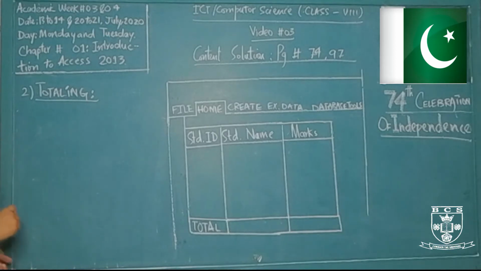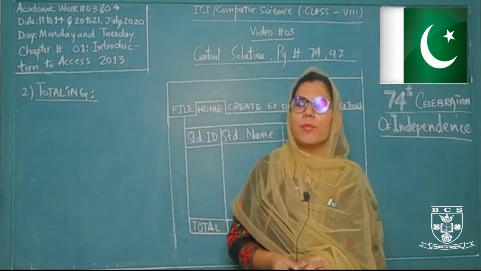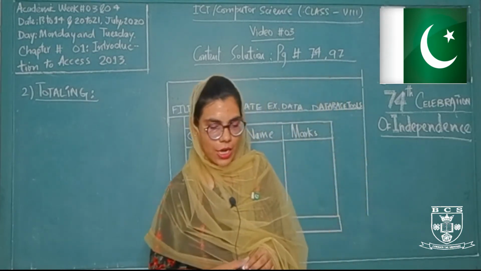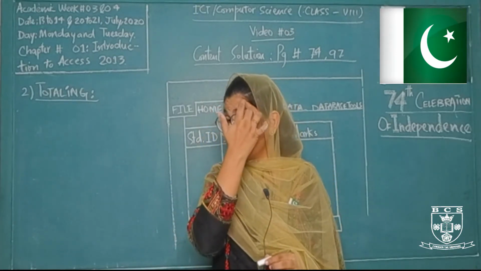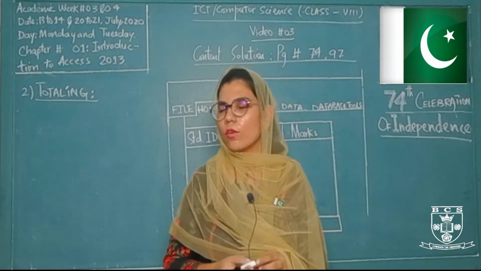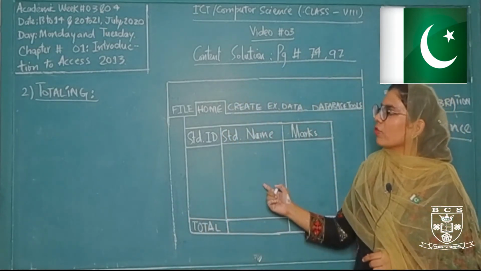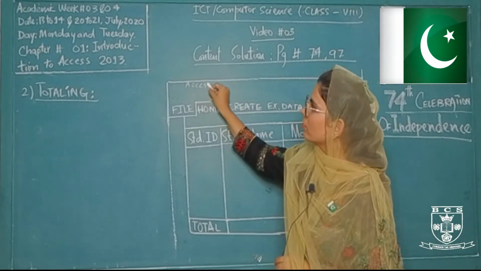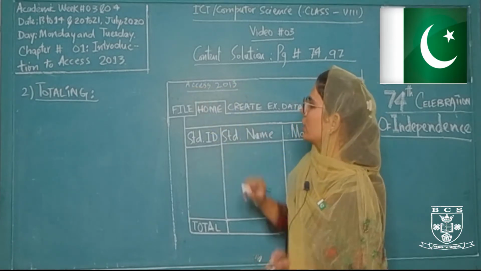Yes, Access 2013 has a feature called totals, and with the help of this feature we can perform different mathematical calculations like sum, count, average and so on. So if I want to perform any particular calculation, for example total the marks of the students, look at this window. This is the interface of your Access 2013.